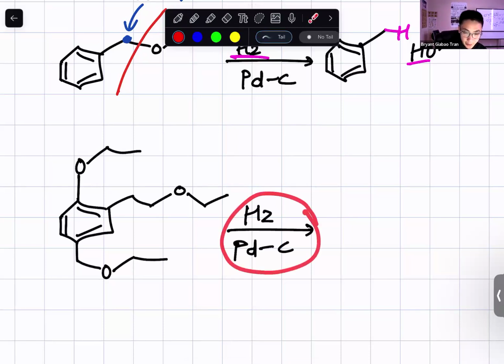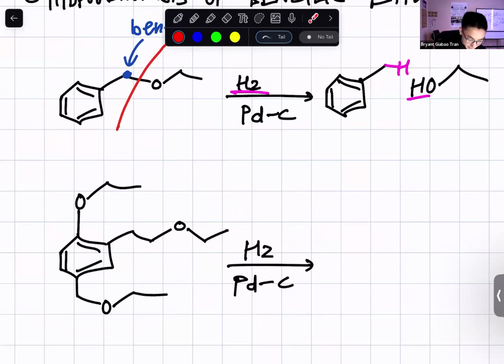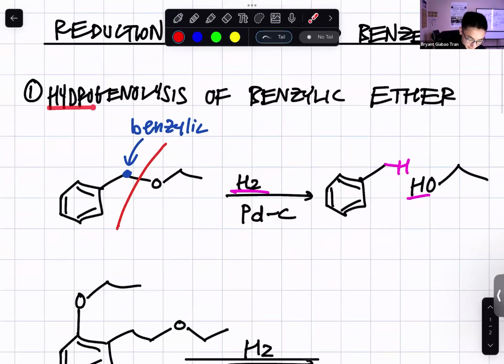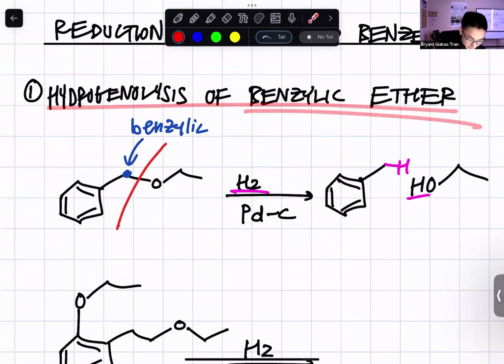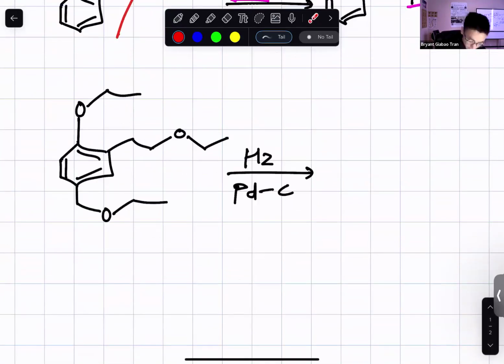The first thing is associating the reactant and reagent to a reaction. That comes with practice when you see a lot of these reactants and reagents. When you see an ether with a benzene with H2, Pd/C, you think reduction, or hydrogenolysis of a benzylic ether.